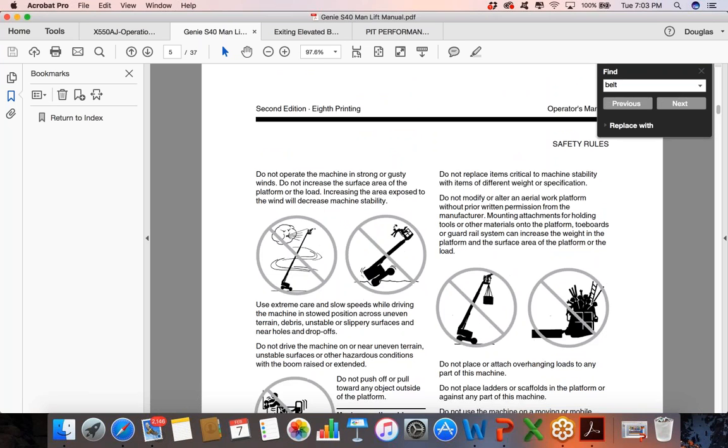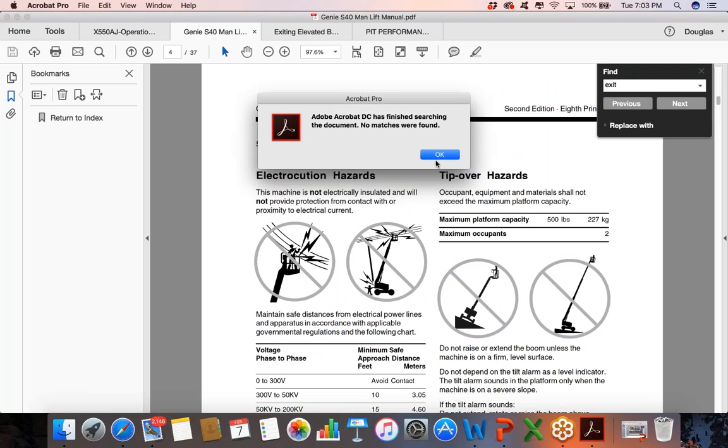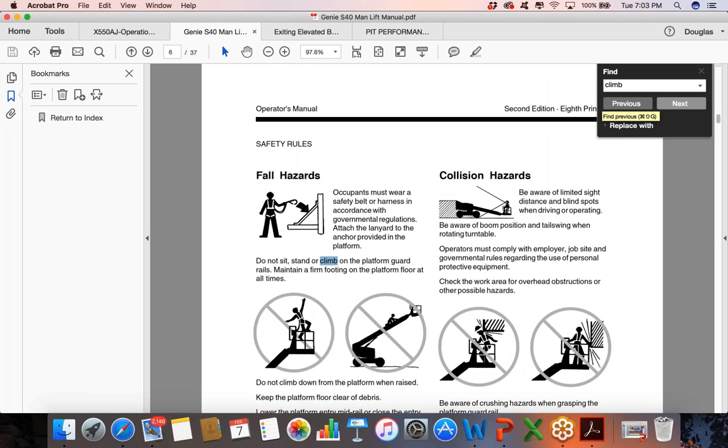Another one I want to tell you about is to be cautious of operators or employees exiting the piece of equipment, because if they can't climb on the rails, how can they get out? One thing I want you to keep in mind is this: do not sit, stand, or climb on the platform guard or rails. So if they can't climb on the rails, how is it that they're using it to exit to another work surface? So keep that in mind.